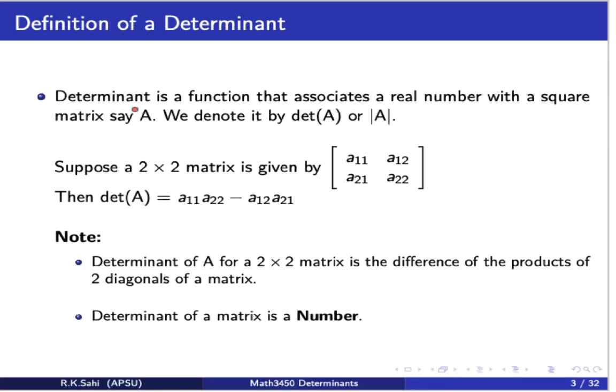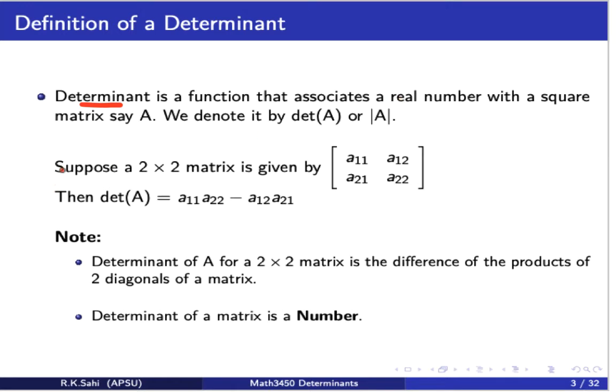Now, a determinant is a function that associates a real number with the square matrix, say A. We denote it by det, D-E-T, and then we have this matrix in parentheses, or we have a matrix in two vertical lines.